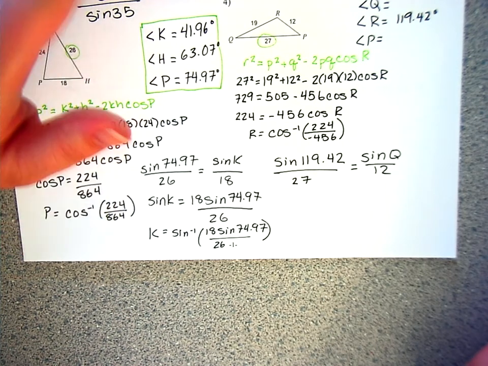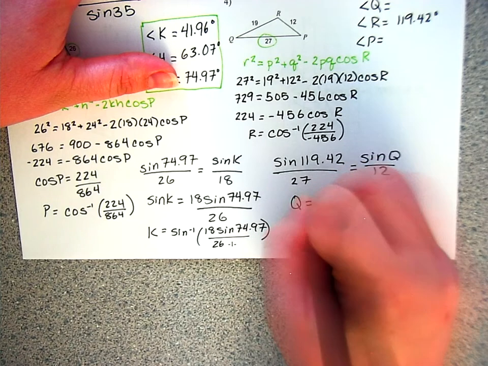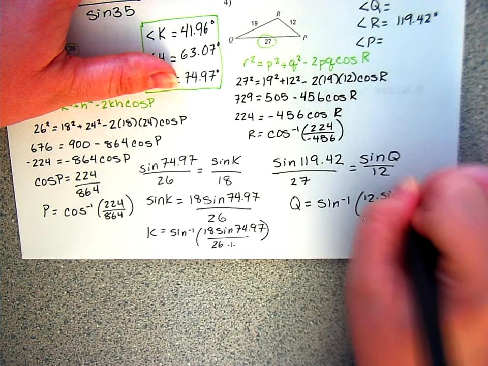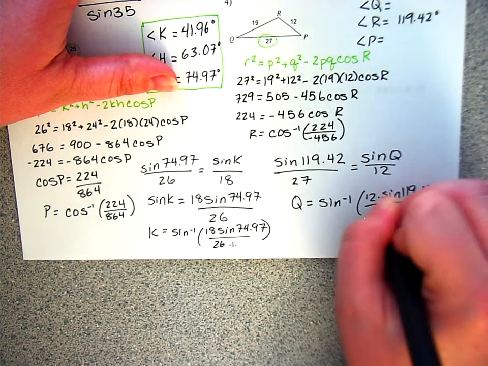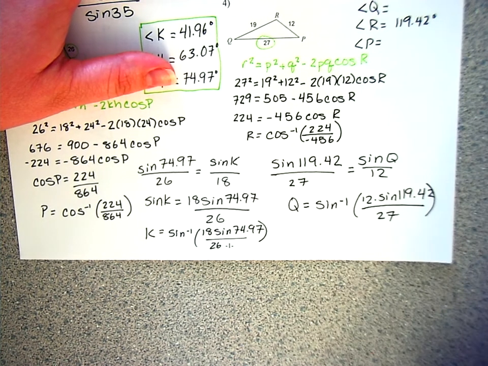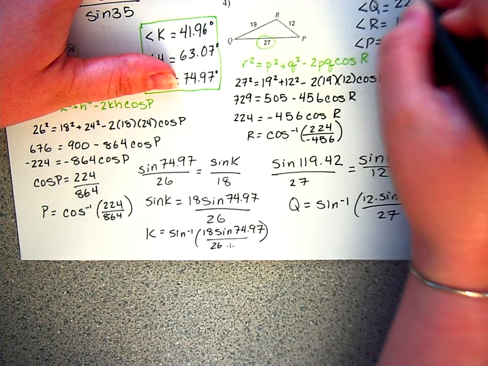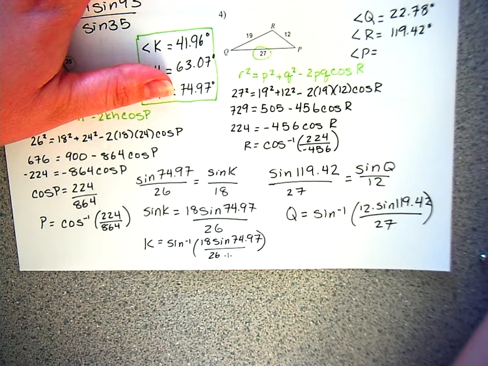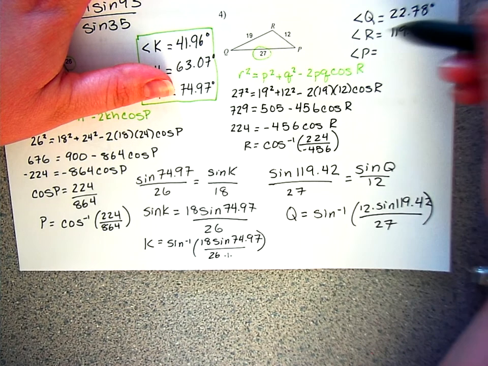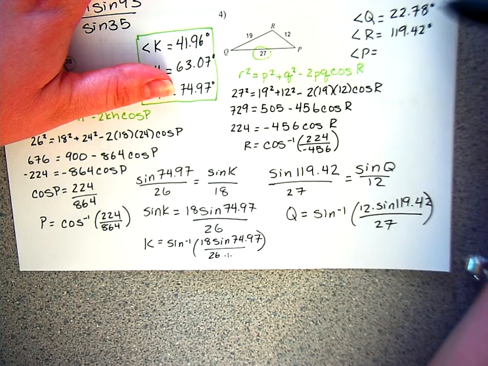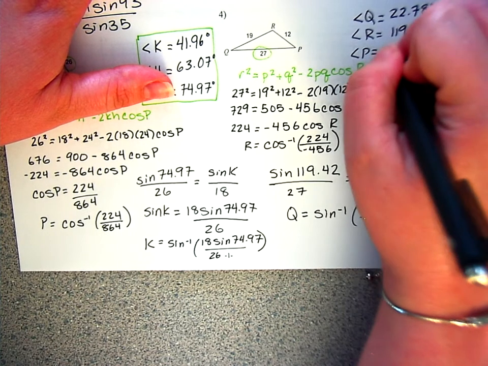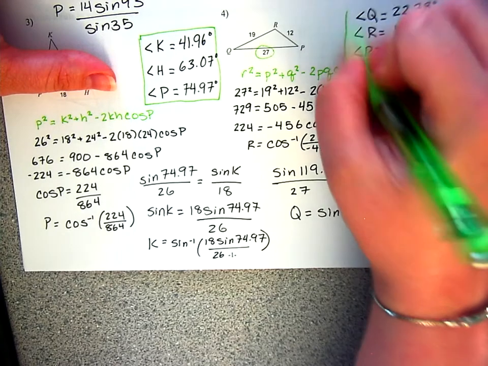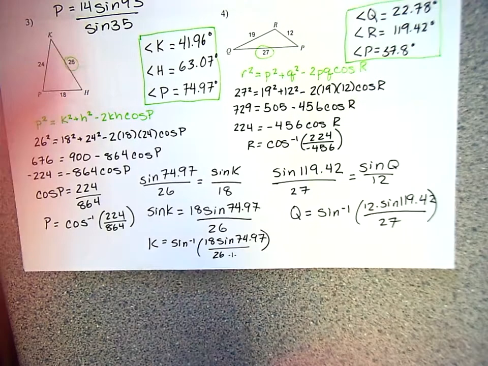So Q is equal to sine inverse of 12 times the sine of 119.42 divided by 27. So when I put that into my calculator, I get 22.78 degrees. I have two angles. I subtract from 180 to find the third angle. So 180 minus 119.42 minus 22.78 gives me 37.8. So I have found all three angles, and I already had all three sides. So our first page is done.